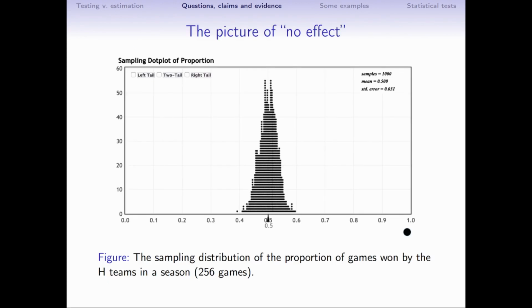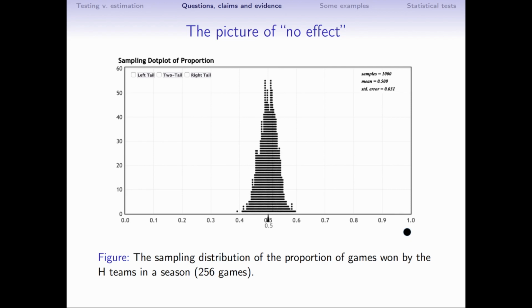Let's continue with our example. So, let P hat be the proportion of games won in a season by the teams wearing H stickers on their helmets. So, in an NFL season, there are 256 games. So here is the sampling distribution for P hat. Each one of the dots in this diagram corresponds to a season's worth of games and the corresponding proportion of those games that were won by the teams wearing the H stickers.